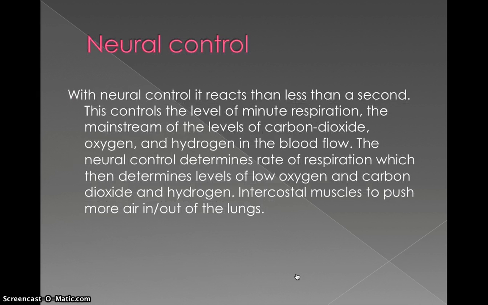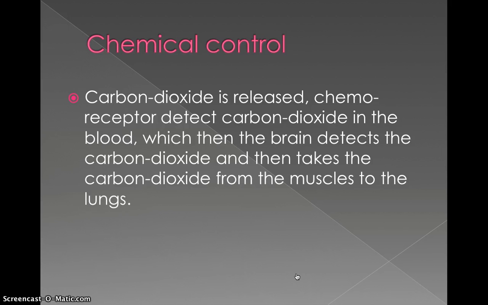Neural control. With neural control, it reacts within less than a second. This controls the level of minute respiration. The main stream of the levels of carbon dioxide, oxygen, and hydrogen in the blood flow. The neural control determines the rate of respiration, which then determines levels of low oxygen and carbon dioxide and hydrogen. Intercostal muscles push more air in and out of the lungs.